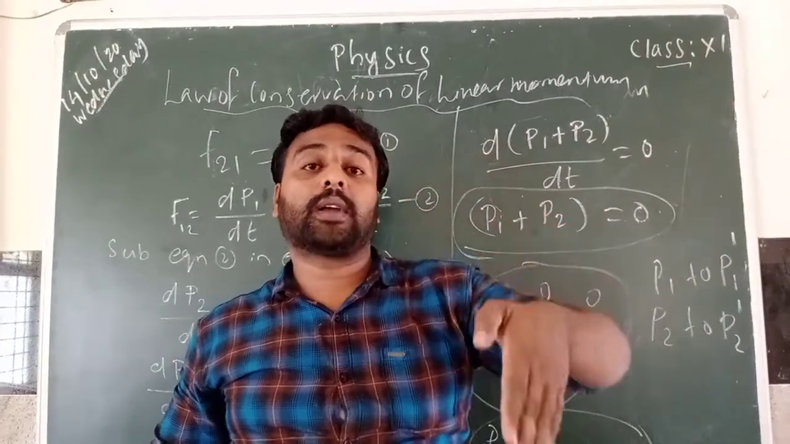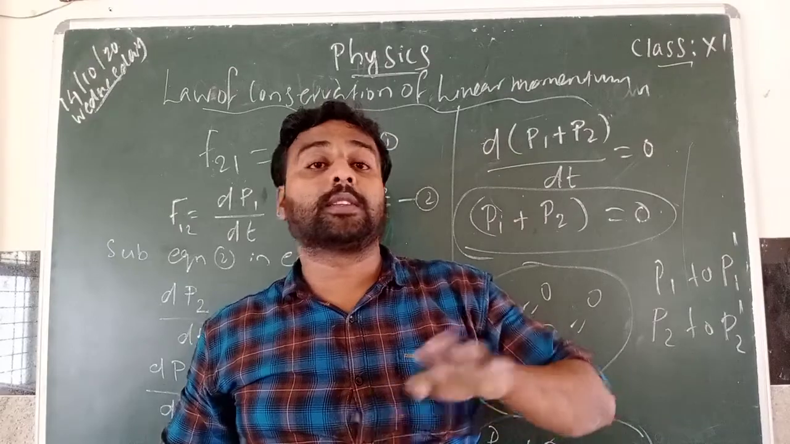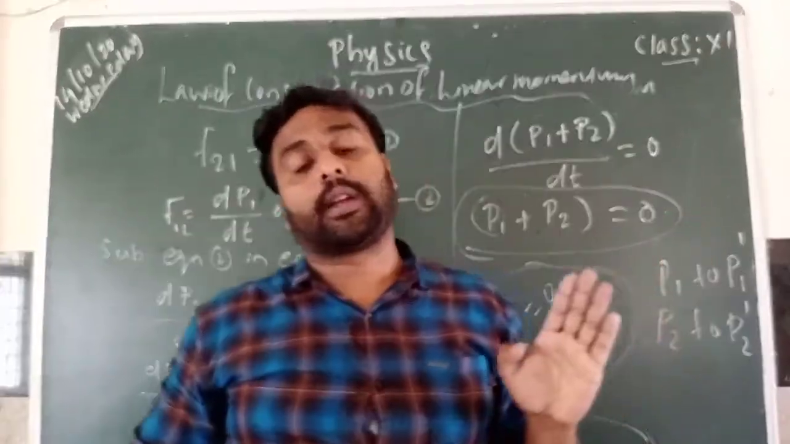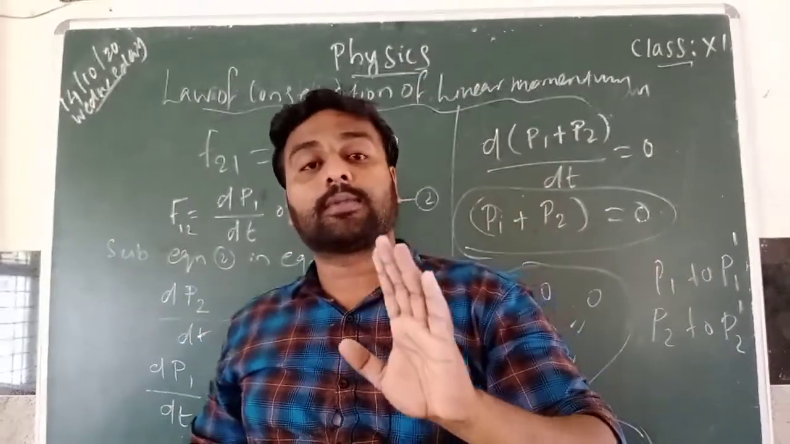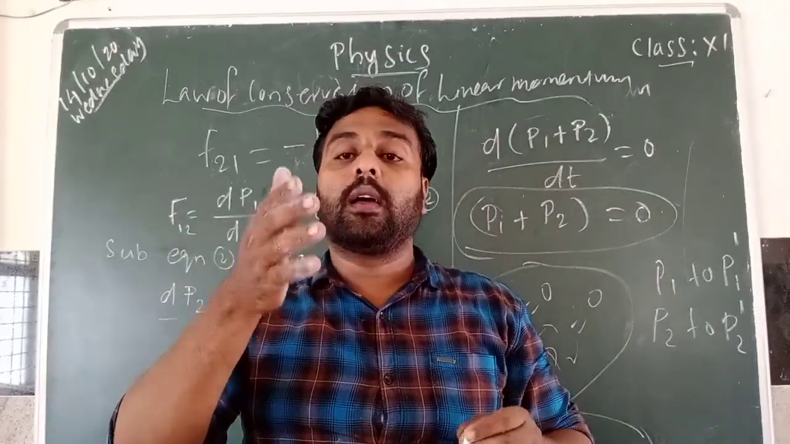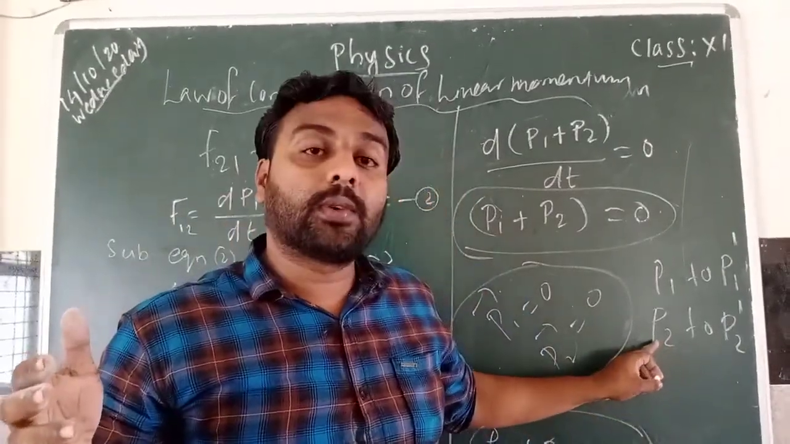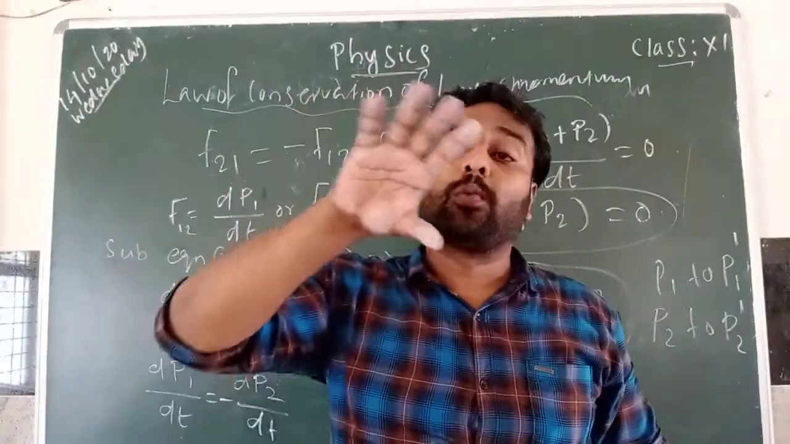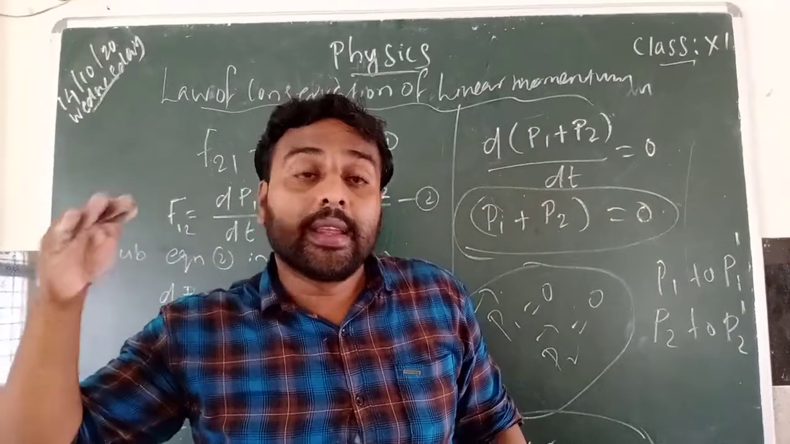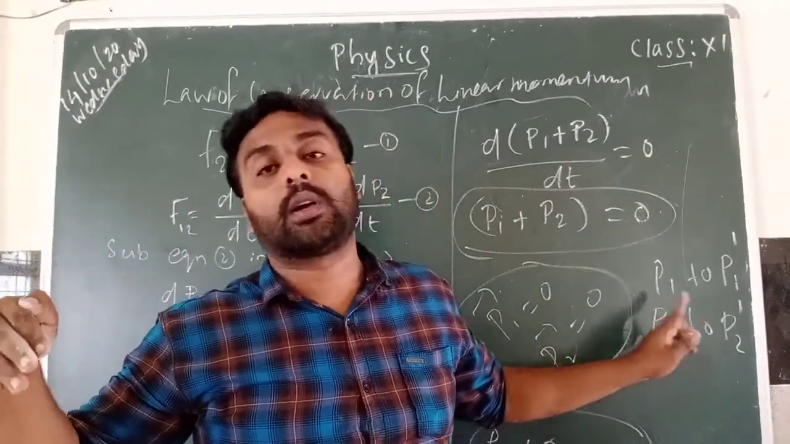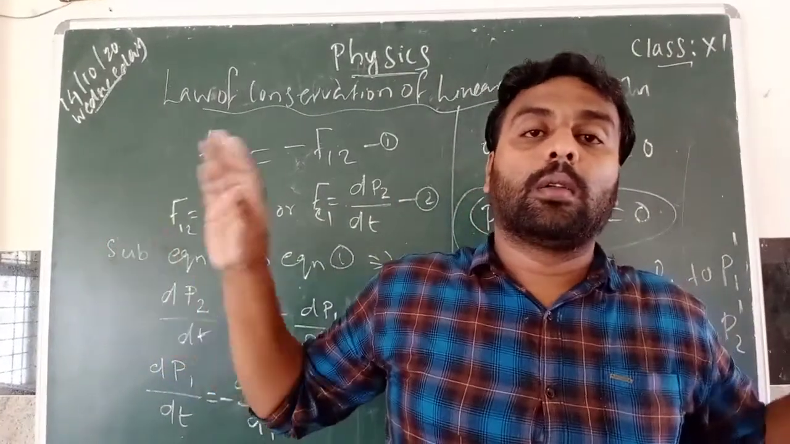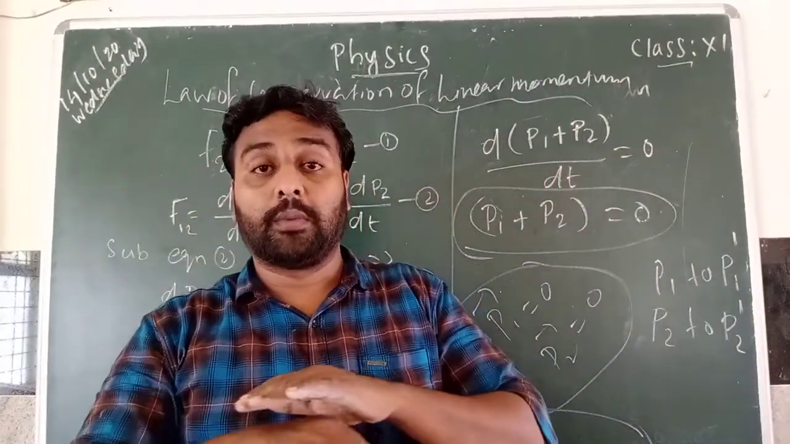Now the law of conservation of momentum says that if there is no external force, the total should be 0, a constant vector. So to maintain this, what will happen? The bullet, particle 2, maintaining the law of conservation of linear momentum, also changes its momentum P2 to P2 dash. Now the total linear momentum is conserved.